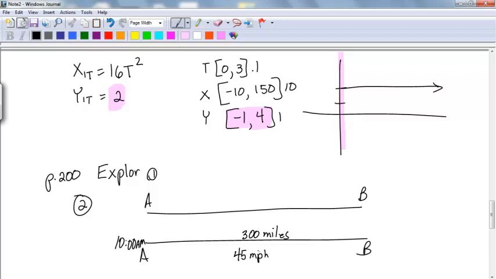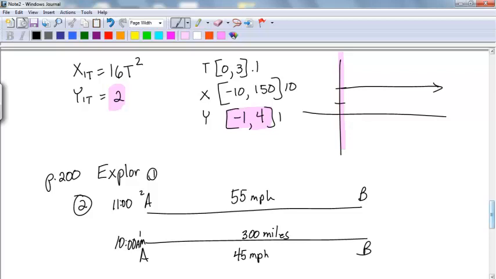Okay, this one is at 11 a.m. This would be train 2, and this is train 1 here. Train 2 leaves city A for city B at 55 miles per hour. So it's traveling faster. Which train will complete the trip first?